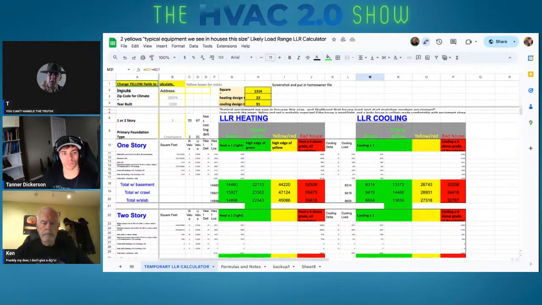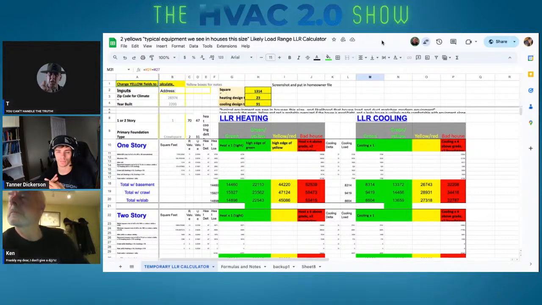Eric is talking about having this automated eventually within the software so that people then don't have to go to the spreadsheet. But in the meantime, likely load ranges work a treat. I mean, people are. Tanner, have you had experience with it, of using the spreadsheet of likely load range? Or are you still using Cool Calc or something else?